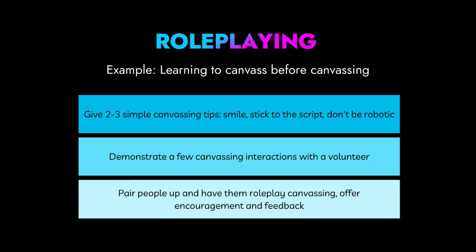And then after the demonstration, I'll pair people up and have them role play canvassing with each other. So I'll walk among the pairs to answer questions and give feedback and see how they're doing. And after a little bit of practice, they're ready to go. Role playing is also a useful skill when you're teaching people to table, to make phone calls, to lobby, to collect petition signatures, and it works for a variety of other skills too.